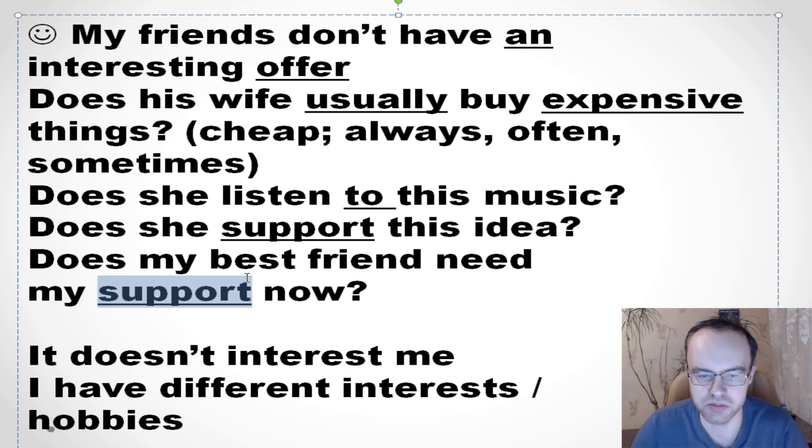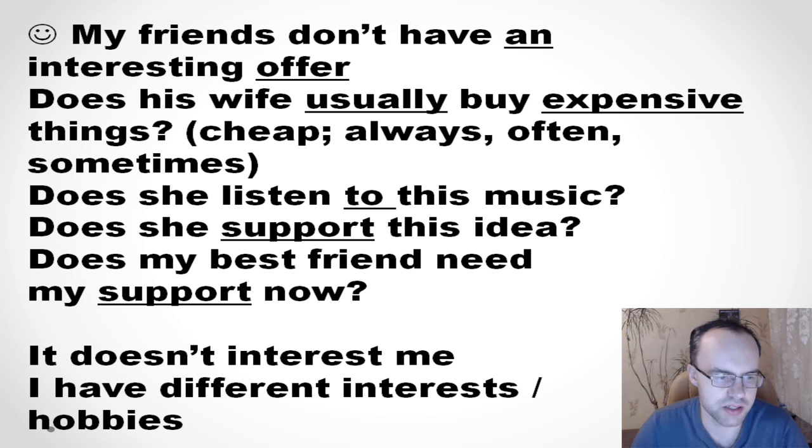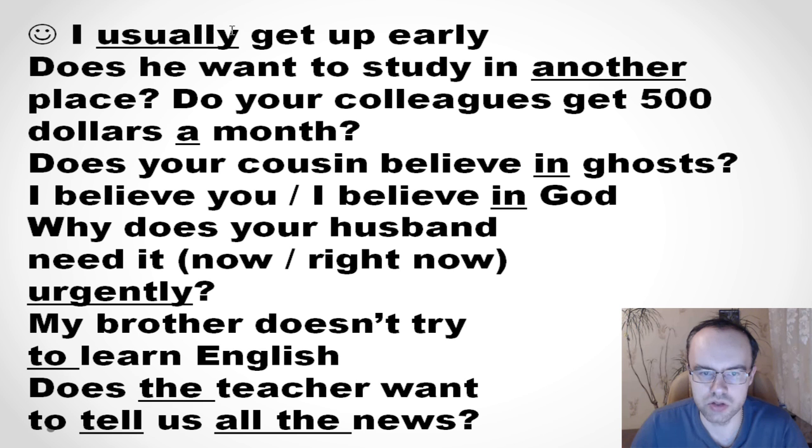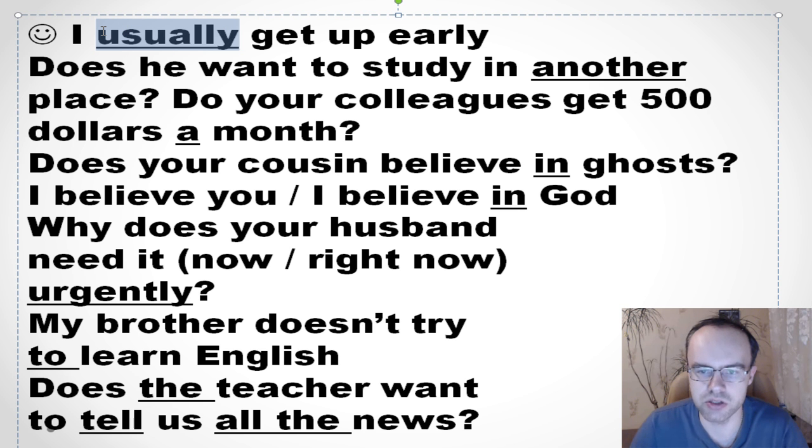It doesn't interest me, okay? It doesn't interest me. I have different interests. I have different hobbies. So interest, it's a verb. Okay, next. So I usually get up early. So normally we put usually in the middle of the sentence. So I usually get up early.